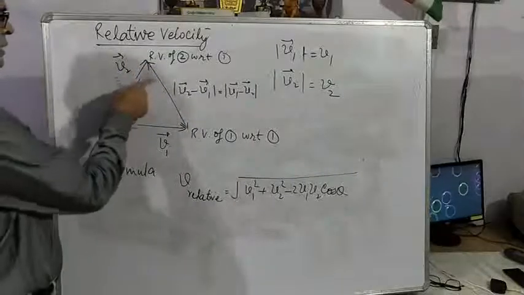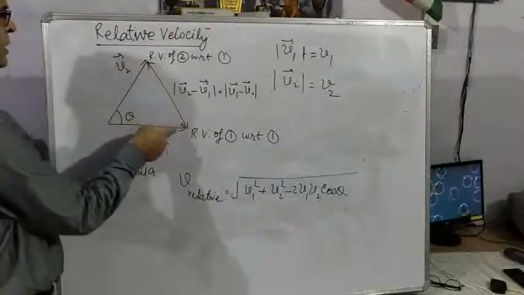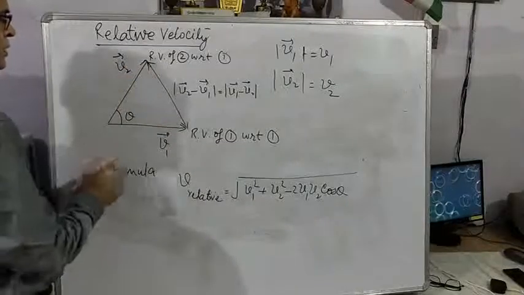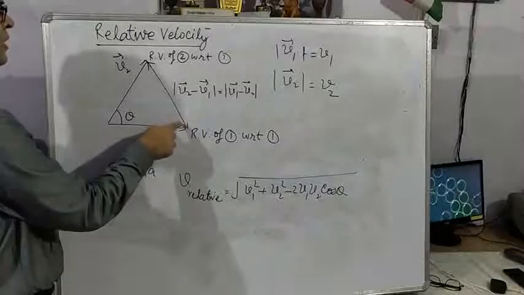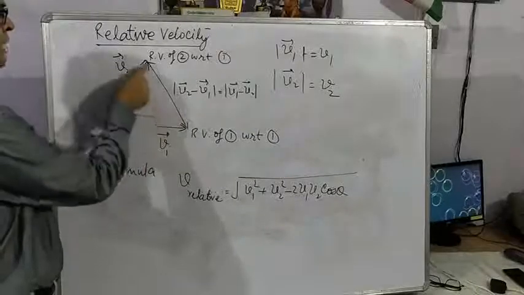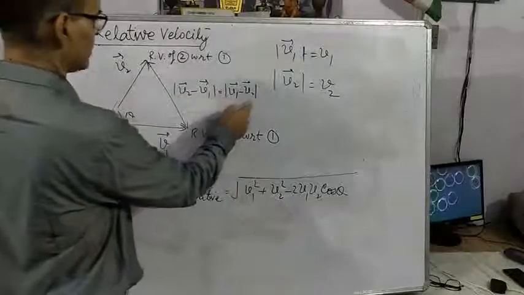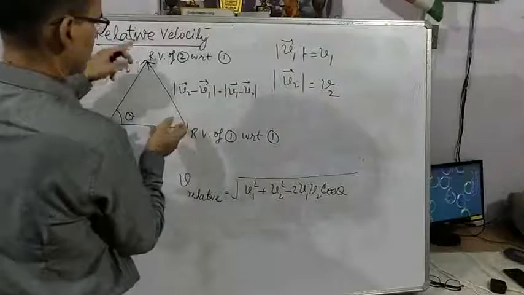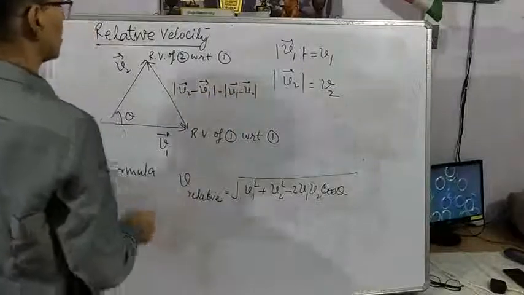I have just explained that this difference, this gap, represents the difference of two vectors. So it is the difference of v1 and v2. Magnitude will be the same. Either you take v2 minus v1 or v1 minus v2, the magnitude will be the same. So mod v2 minus v1 is equal to mod v1 minus v2.